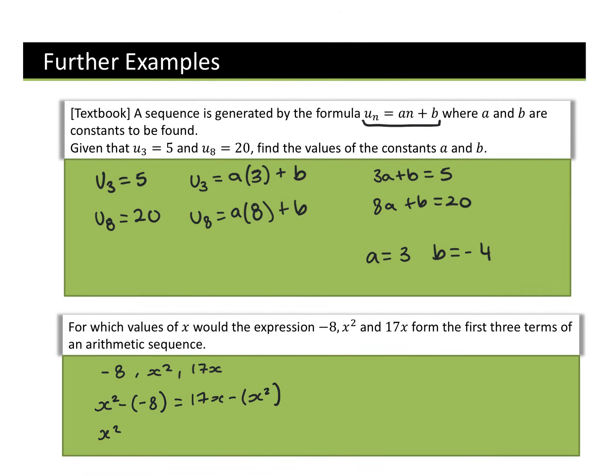So we're going to have x squared plus 8 equals 17x minus x squared. Solving this, rearranging, I'm going to get 2x squared minus 17x plus 8 equals 0. I can then solve this to find out that x equals a half and x equals 8.